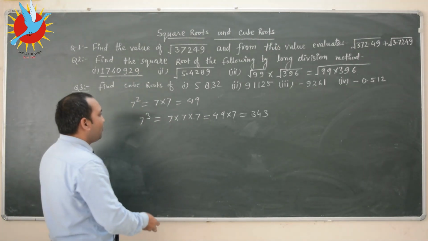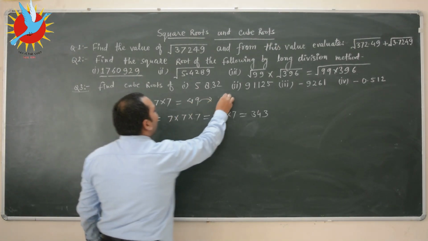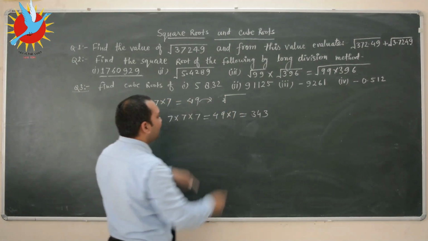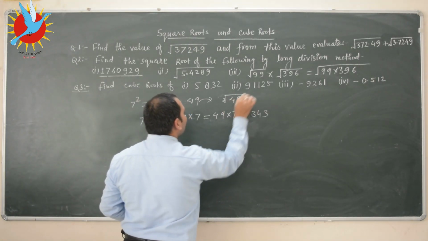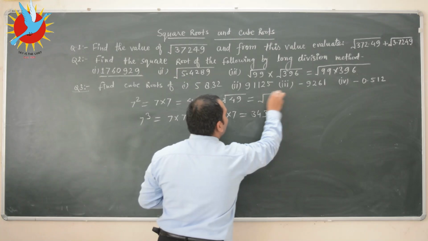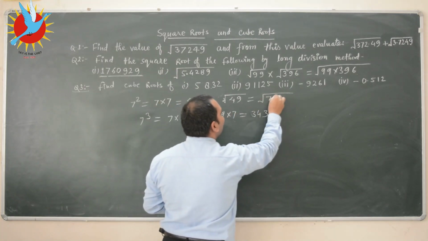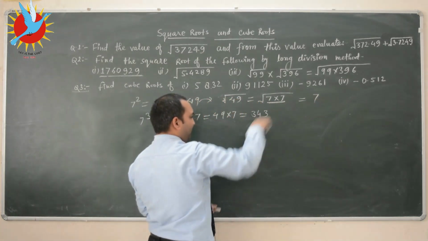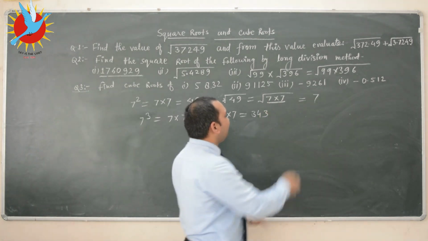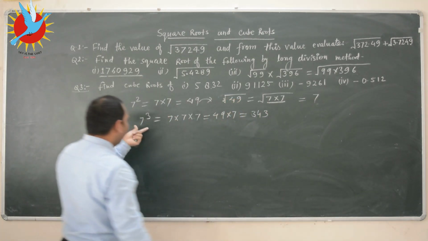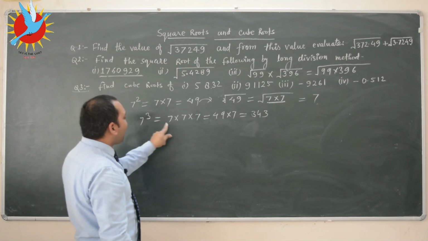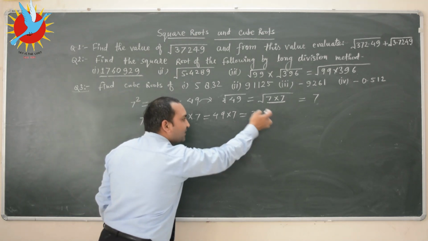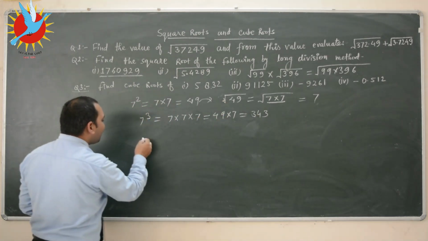The square root of this is called the, here 2 is hidden, so this is 49. The square root of 49 is 7, that is, the prime factorization of 49 is 7 into 7, and this is a pair, so we write only one 7. And in cube we multiply 3 times itself, then 7 cube is equal to 343.